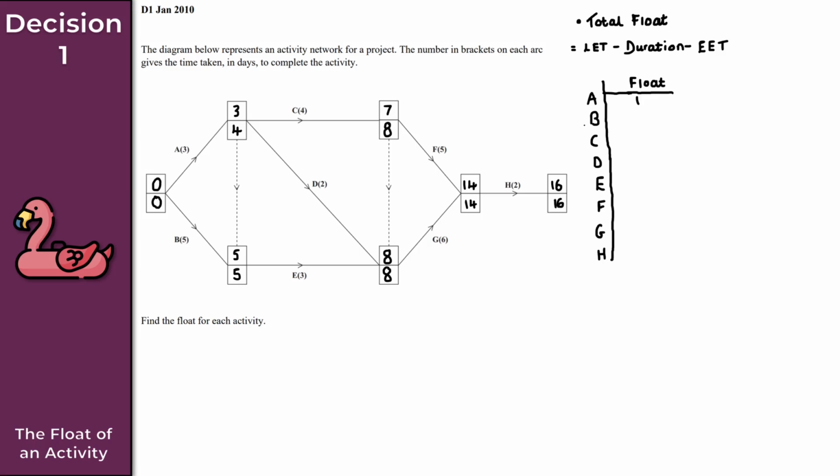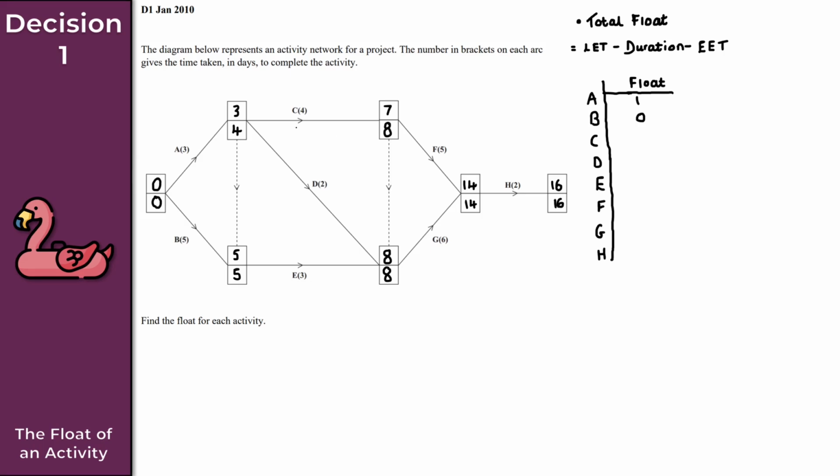What about activity B here? So the late event time is 5, minus the duration, which is also 5, minus the early event time of 0. So I do 5 minus 5, which is 0, minus 0, and we get 0 there. So activity B has a flow of 0. In other words, activity B is also a critical activity.